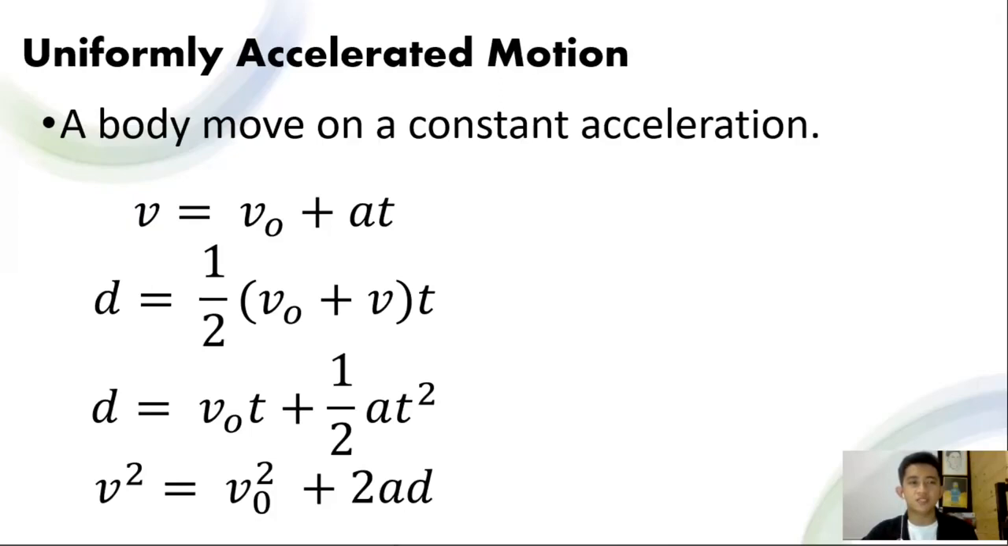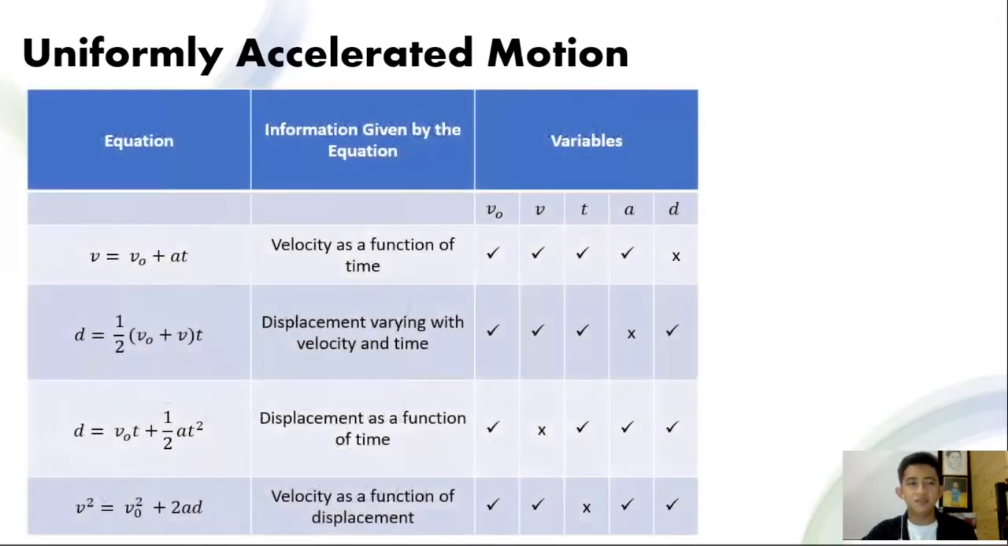The third equation is that d, the displacement, is equal to v sub 0 t plus 1/2 at squared. And the fourth equation is that v squared is equal to v sub 0 squared plus 2ad. Let's try to look into this table. We have here these four equations.